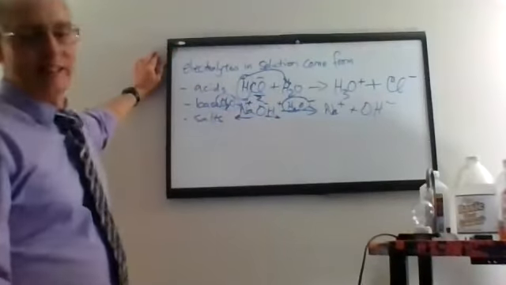Now, salts. Let me go a little deeper here. Salts go like this. You got sodium chloride, that's table salt. You put it in water, and it breaks into sodium ions and chloride ions. And that's, once again, because the water is polar, it pulls that ionic compound apart.